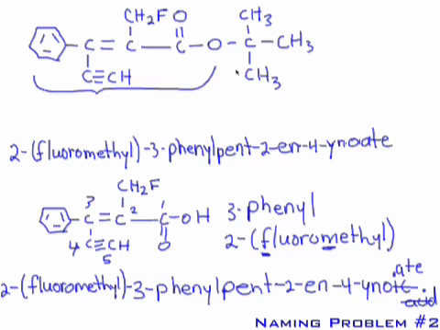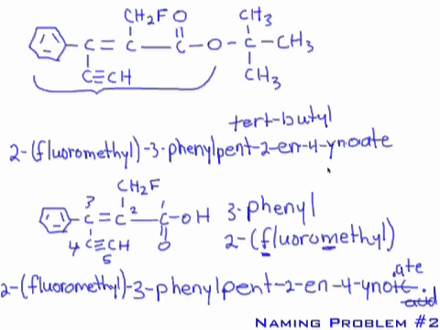Okay, now I just named the alkyl substituent as a separate word out front, and that alkyl substituent is a tert-butyl. So there is my IUPAC name. Now I have to look for geometric isomerism.